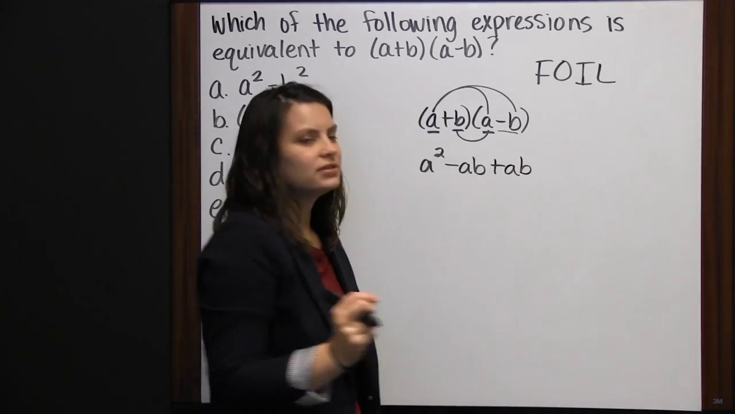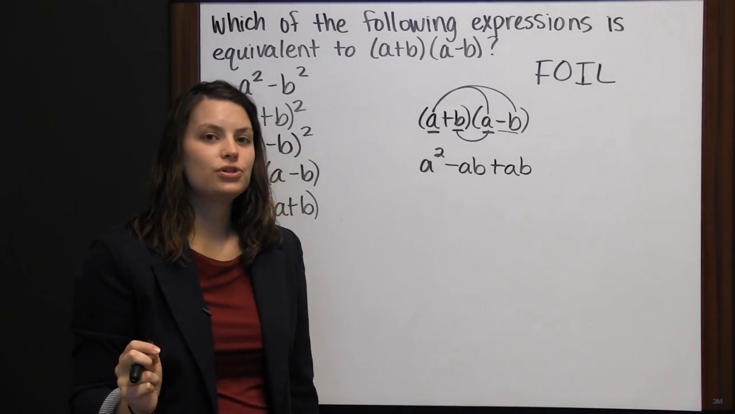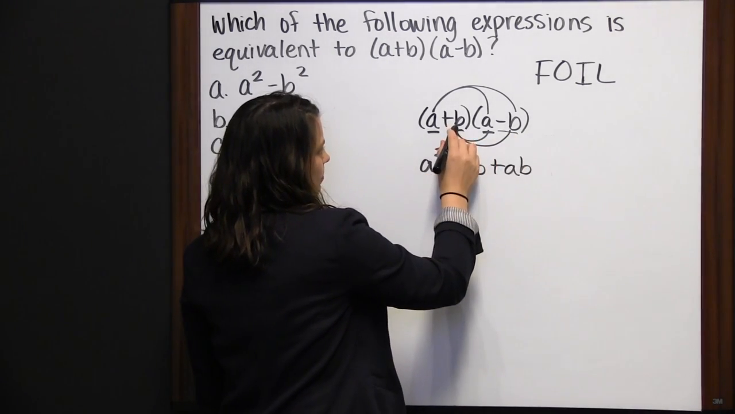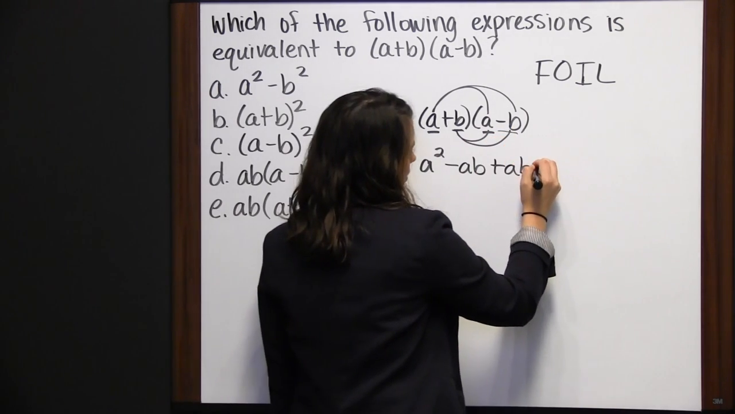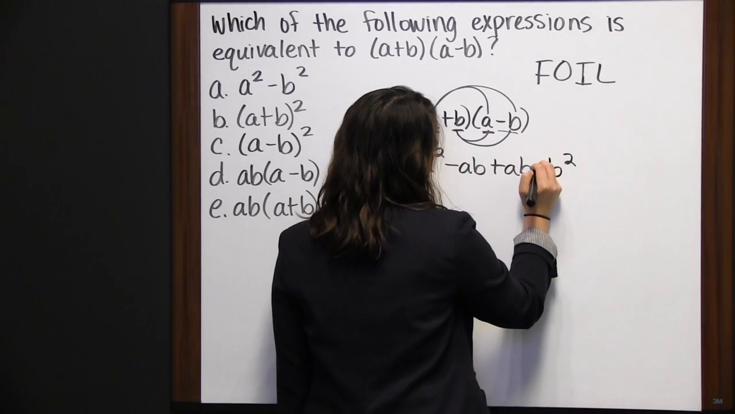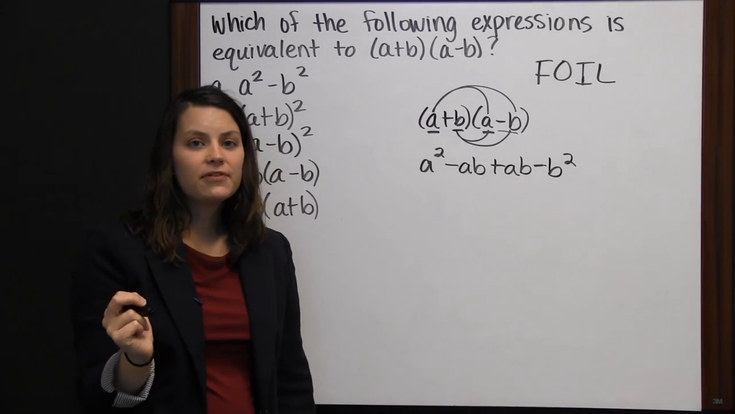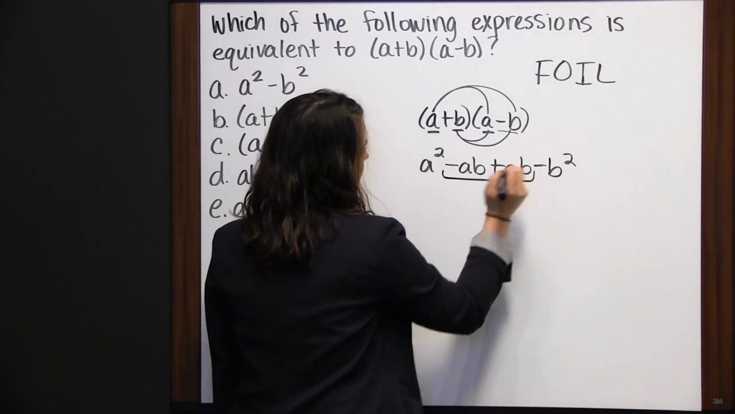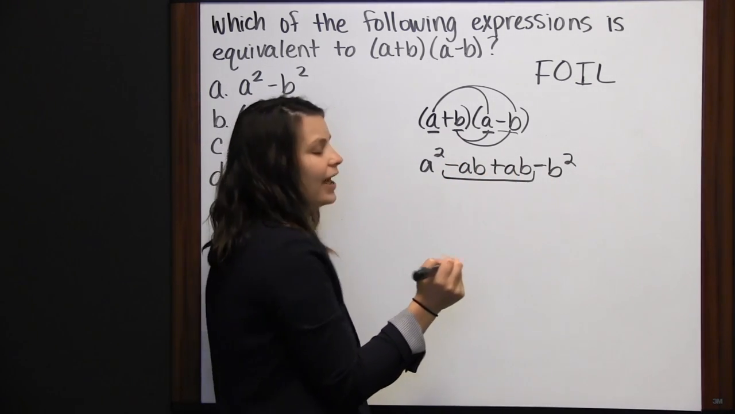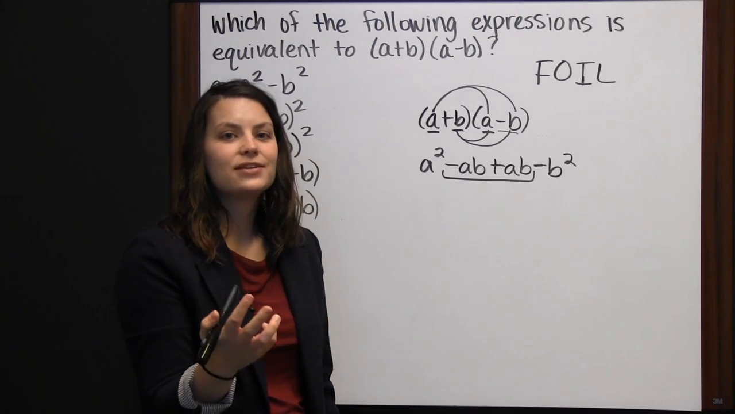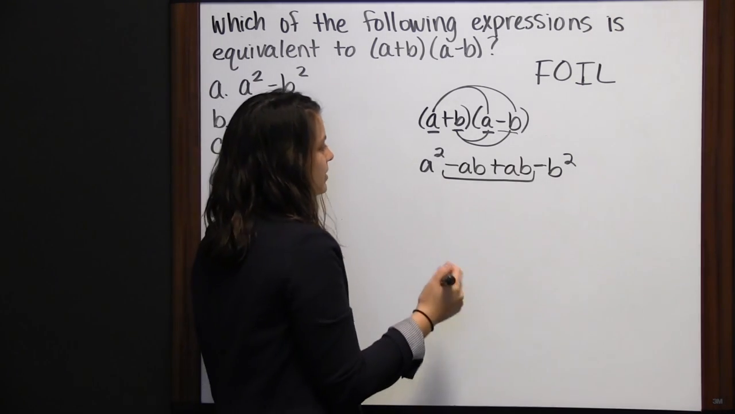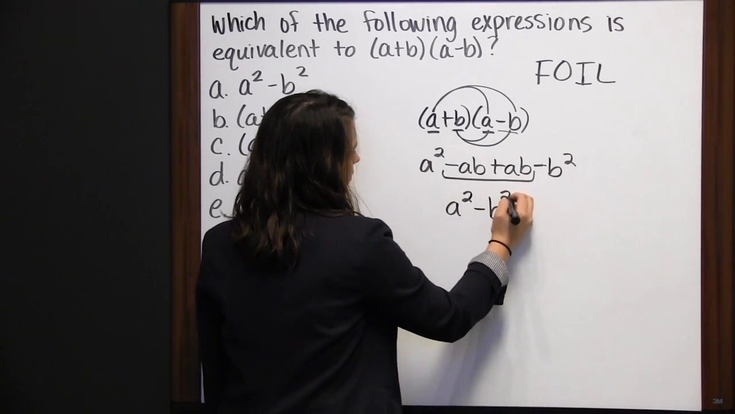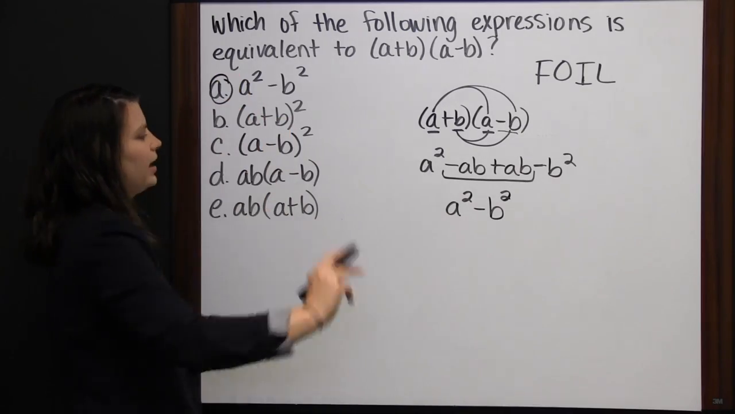And finally, the L stands for last. So you multiply the two terms that are in the last positions of each set of parentheses. Positive B times negative B is negative B squared. Then to simplify, we combine like terms. Negative AB and positive AB are like terms, and they cancel each other out because they're additive inverses of each other, or opposites. So we're left with A squared minus B squared, or answer A.